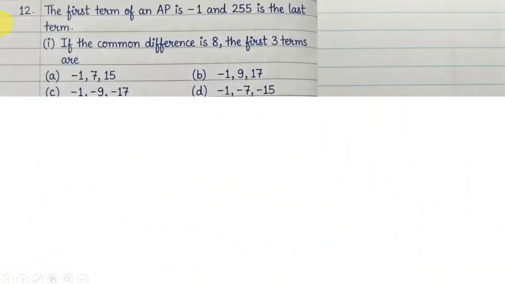Now next, the first term of an AP is minus 1 and 255 is the last term. What is the question? Here we have given that A is equal to minus 1, and the last term is 255. In the first example, if the common difference is 8, then the first term is minus 1. What about the second term? Minus 1 plus 8, that is 7. Which option contains minus 1 and 7? Option A contains it, and hence option A is correct for the first example.